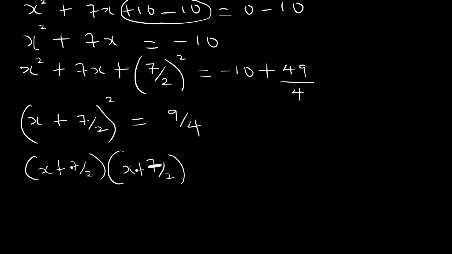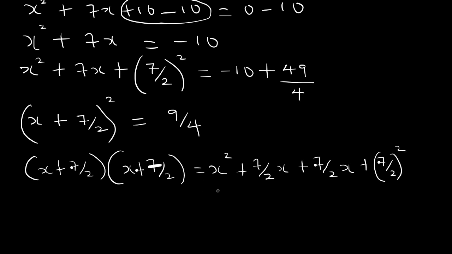Expanding it for clarity, we will have x times x is equal to x squared. X times 7 over 2 will be 7 over 2x. Then 7 over 2 multiplied by x will be 7 over 2x. Then 7 over 2 times 7 over 2 will be 7 over 2 squared. So if we take like terms, we'll have x squared.